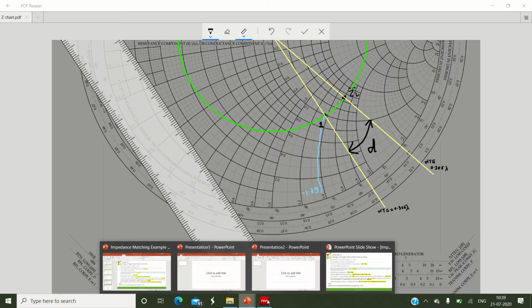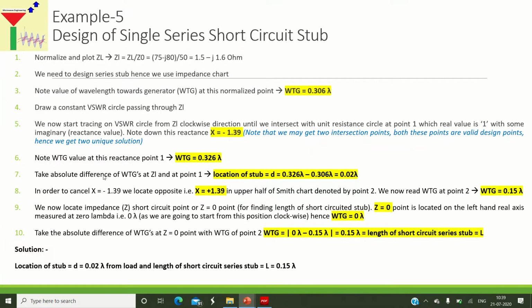So here in our slideshow, we will take the absolute difference between the values of wavelength towards generator (WTG) at point number 1 and at point ZL bar. We know the WTG at ZL bar and at point number 1, so we take the absolute difference. Please remember, the subtraction will always result in a positive value. So 0.326 minus 0.306, we get the location of the stub is 0.02 lambda.